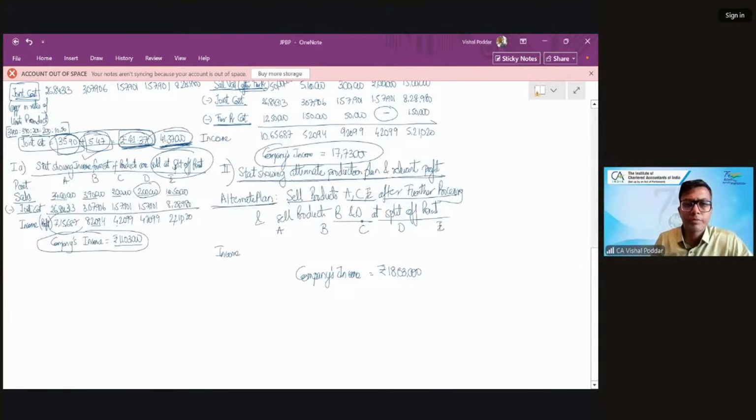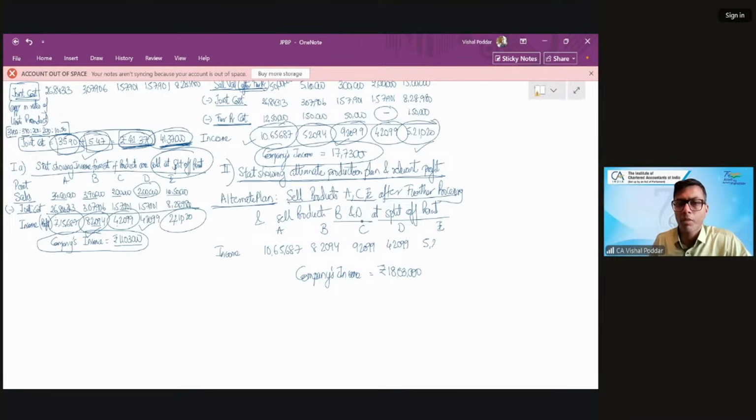Now, the final answer, again same. We compare which one is better, we select. So it is 1065,687. We compare which one is better, we select. So it is 82094. We compare which one is better, we select. This anyways can be sold at split off point only. And again, we compare. Correct?